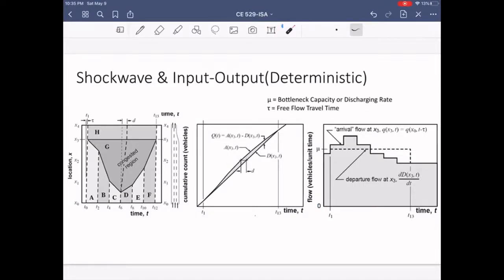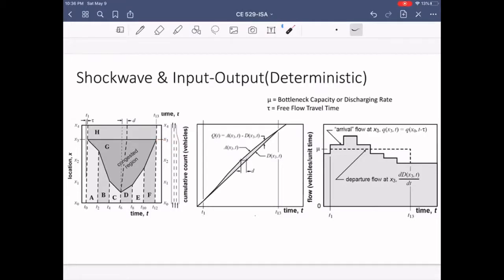So this graph right here shows how the shockwave and input-output methods estimate travel time, delay, and queue length. So let's first take a look at this illustration right here. Let's say the vehicles at x0 right here are trying to reach their destination at x4. However, on the way to x4, they encounter congestion because of the lane merge at x3.